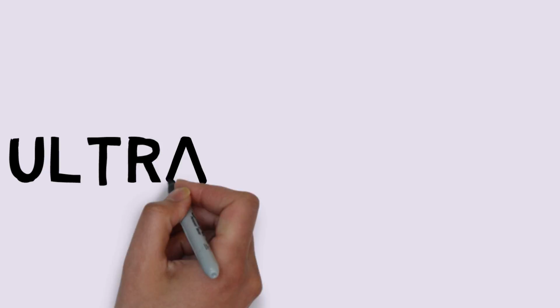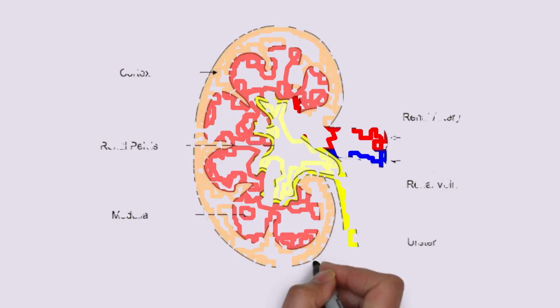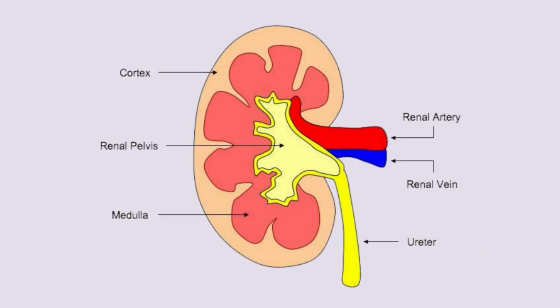In this video, we will be looking at the structure of the kidney and ultrafiltration. Here is a picture showing the structure of the kidney. The renal artery brings oxygenated blood to the kidneys, and the renal vein takes deoxygenated blood away from the kidney. The outer area of the kidney is called the renal cortex. This is where the glomeruli, the plural for glomerulus, are found.